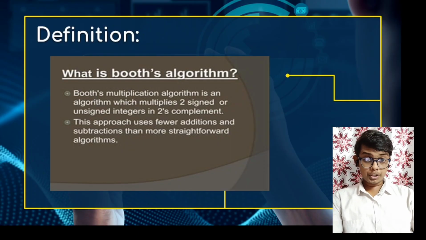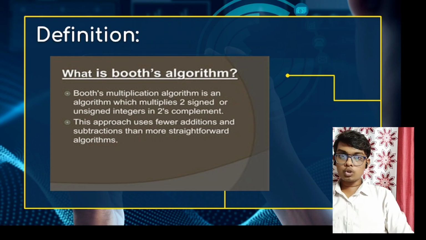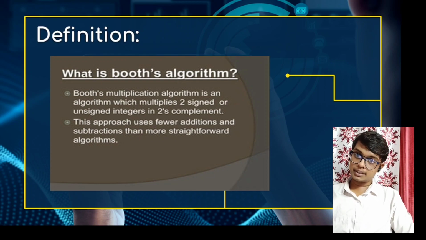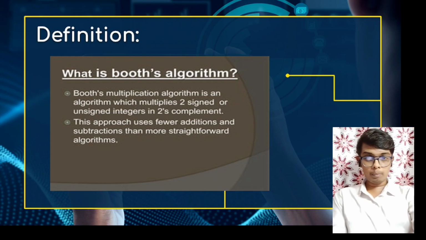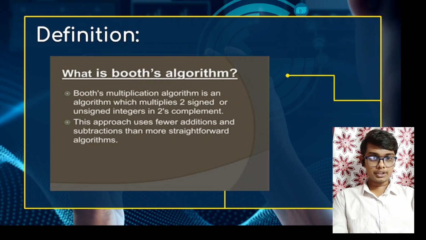Let's see first of all what is Booth's algorithm. Booth's algorithm is a sequential multiplier which is used for signed numbers. As you can see here by the definition, Booth's multiplication algorithm is an algorithm which multiplies two signed integers. The approach uses fewer additions and subtractions and straightforward algorithms. Let's understand this with the proper details. Let's move to the next slide.